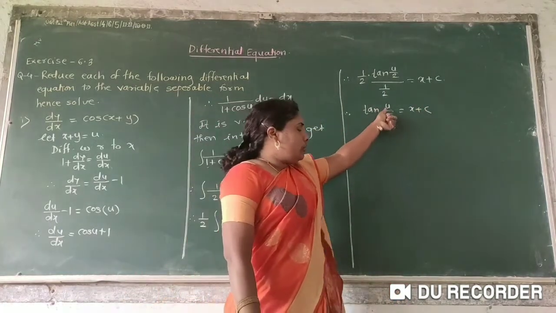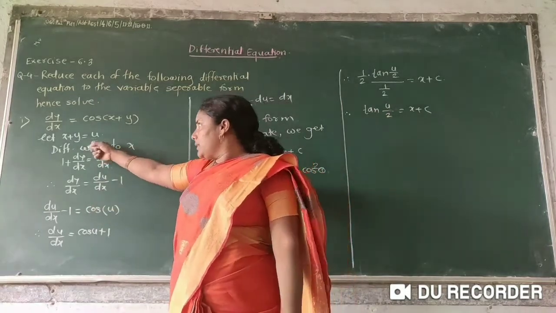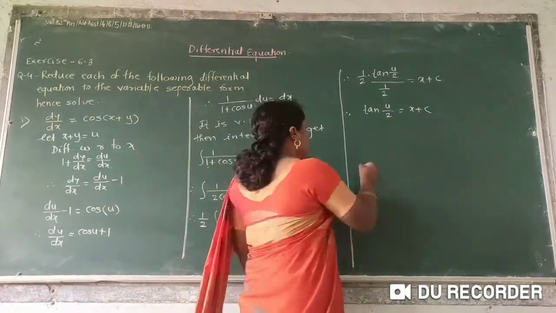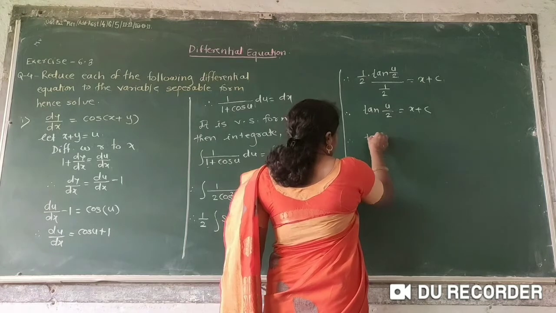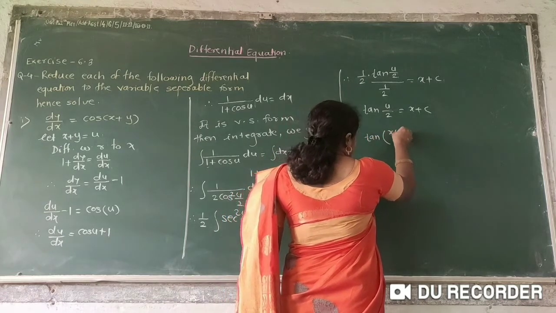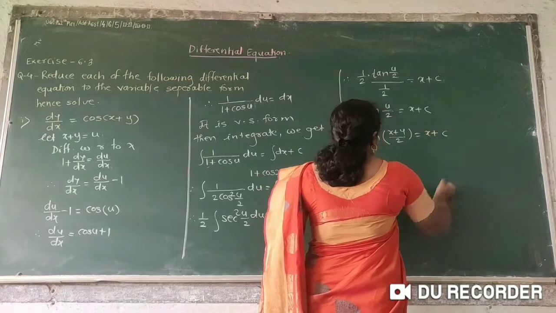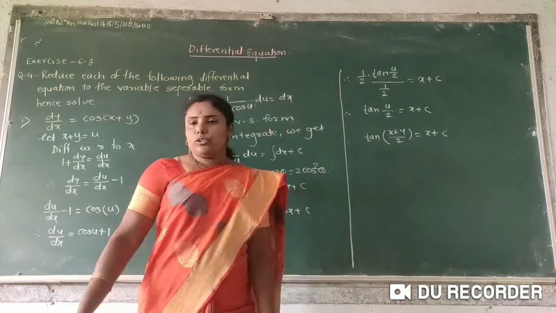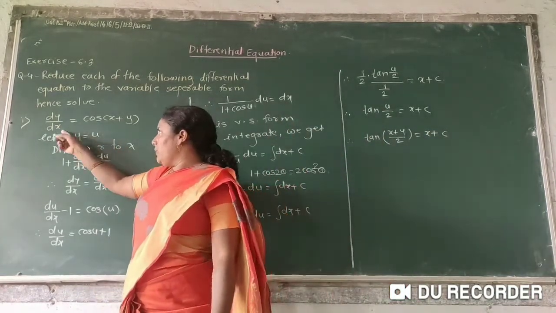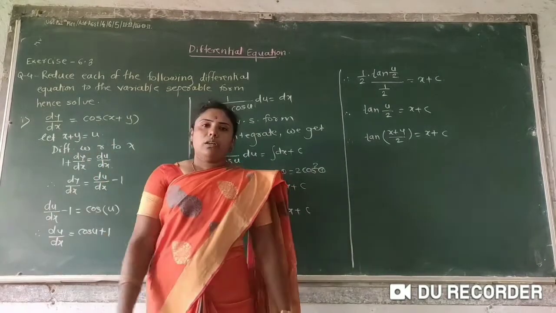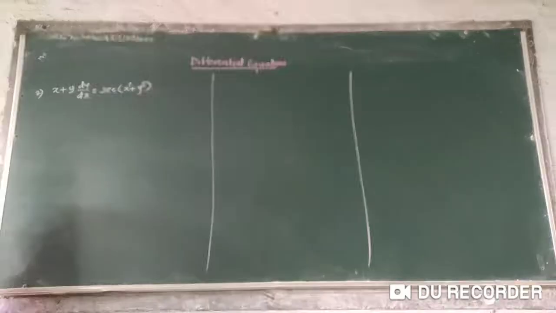But the value of u is x plus y. Substitute this value. We get the solution tan of x plus y upon 2 is equal to x plus c. This is the solution of the differential equation dy by dx is equal to cos of x plus y.